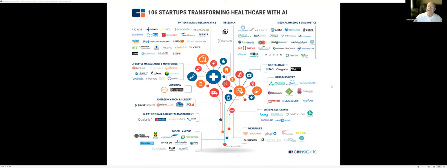You can see that this has generated a whole variety of different new startups in various fields. Here are 106 startups transforming healthcare with AI, so it's a very active field, and we'll see which ones become standard and which ones pass by the wayside.